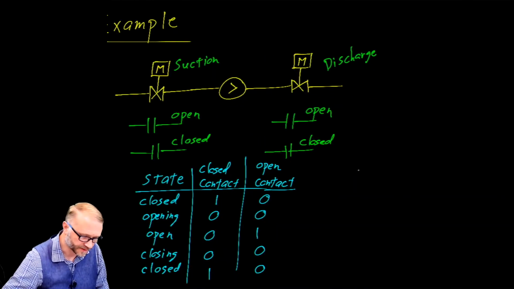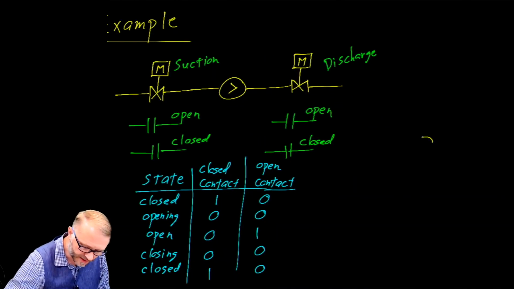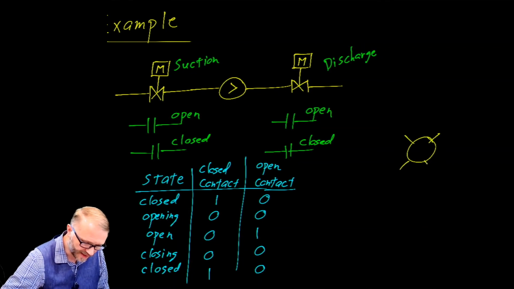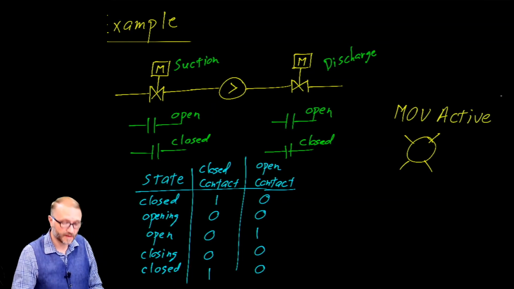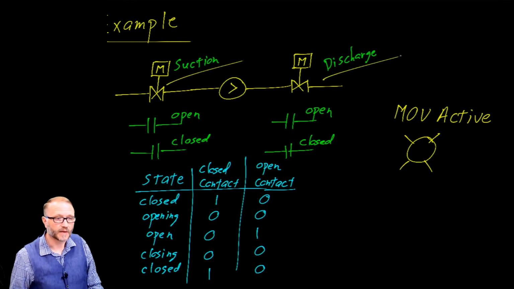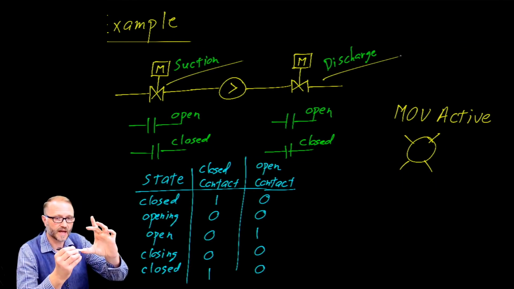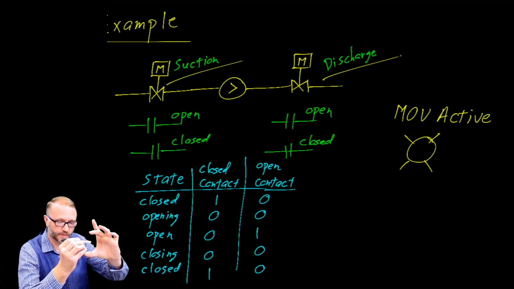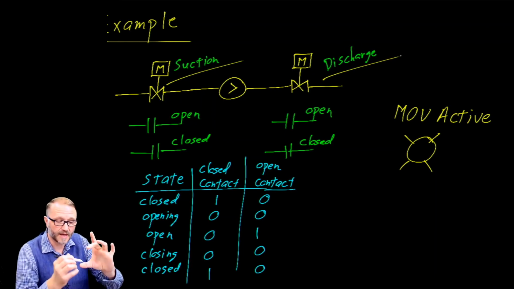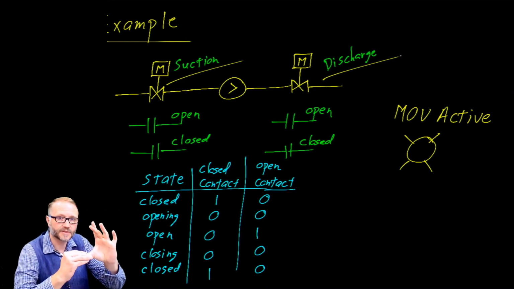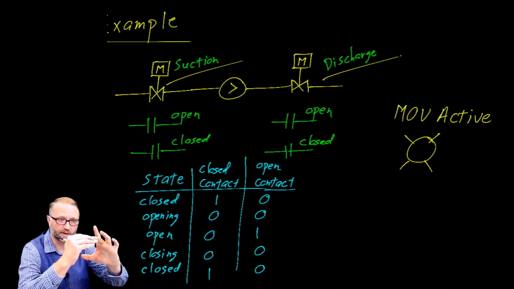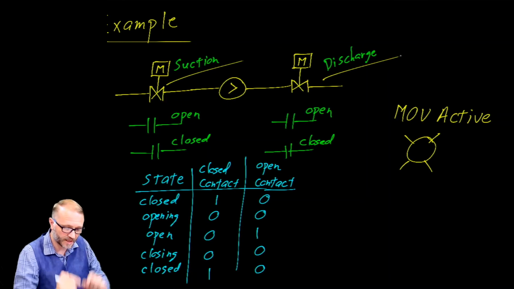For this example, let's say we need an indicator lamp, and that indicator lamp has to tell us that the motor-operated valve is active. So we have a suction valve and a discharge valve. And what we want to know is, is the valve in motion? Or better put, is either valve in motion? So when they're both closed, the light will be out. When they're both open, the light will be out. But if they're moving, the light will be on.